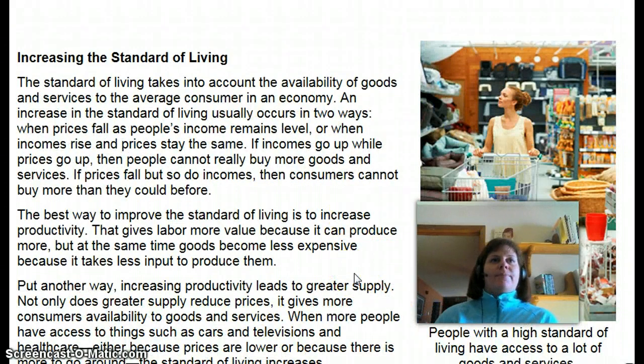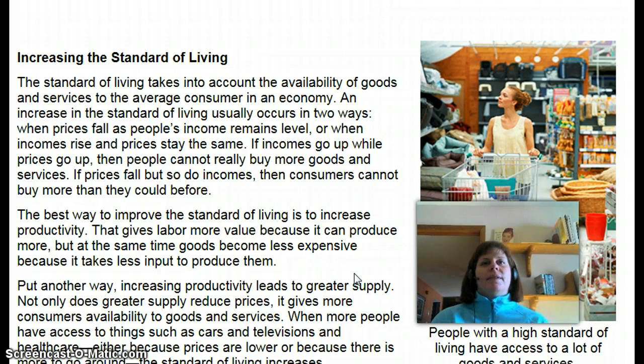Increasing the standard of living. The standard of living takes into account the availability of goods and services to the average consumer in an economy. An increase in the standard of living usually occurs in two ways: when prices fall as people's income remains level, or when incomes rise and prices stay the same. If income goes up while prices go up, then people cannot really buy more goods and services. If prices fall but so do incomes, then consumers cannot buy more than they could before.